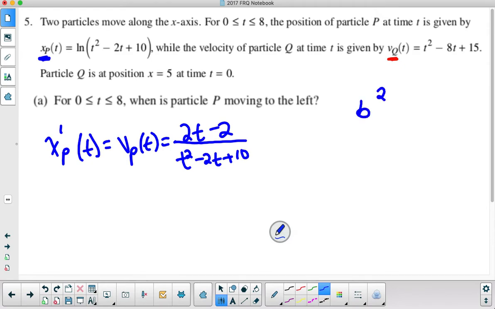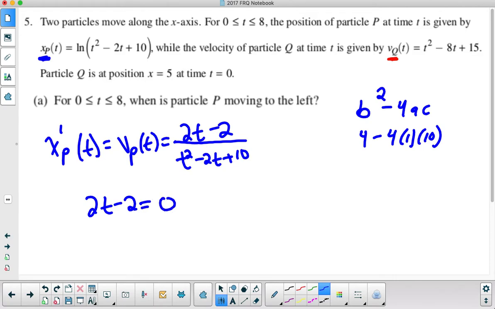So if we look at the thing underneath your square root, b squared minus 4ac, if we plug that in, again, you don't really have to do this by hand, just think about it: b squared, so that's negative 2 squared is 4, minus 4 times a is 1, times c is 10. This gives you an imaginary number, which means the entire graph is either above or below, which means the denominator is never going to be 0, so we don't have to worry about that. So all we have to look at is 2t minus 2. Where is this 0? Okay, and that happens when t is equal to 1.